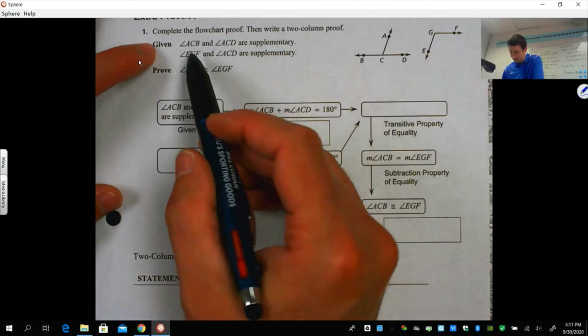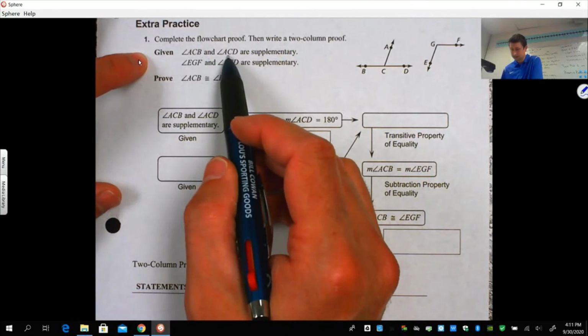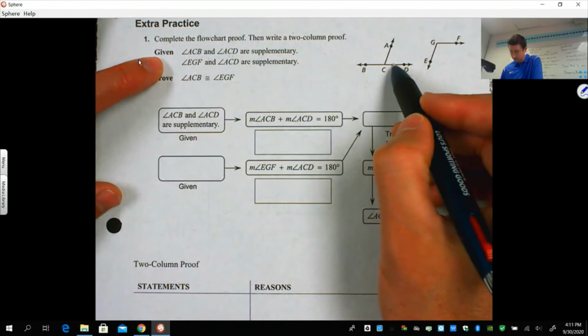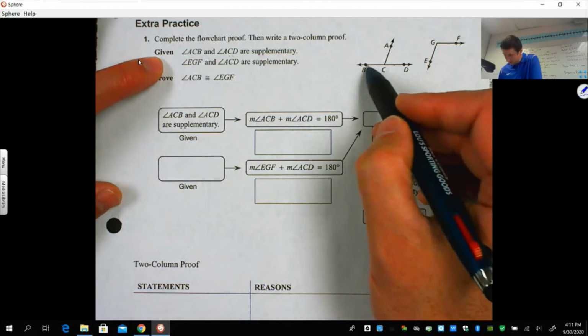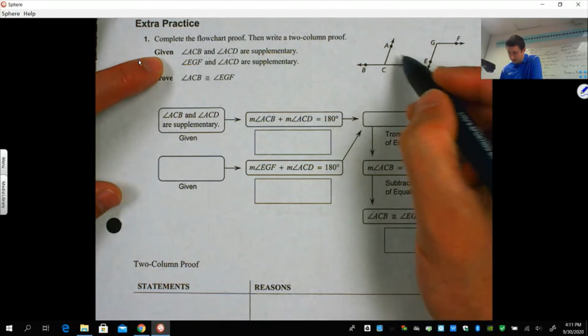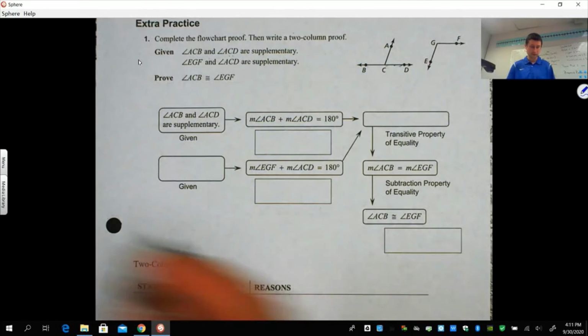So we are given angle ACB. This is page 63 now. ACB and ACD are supplementary. Okay, they're a linear pair. ACB and ACD makes sense. EGF and ACD are also supplementary. So probably something with the supplementary theorem is what we'll need.